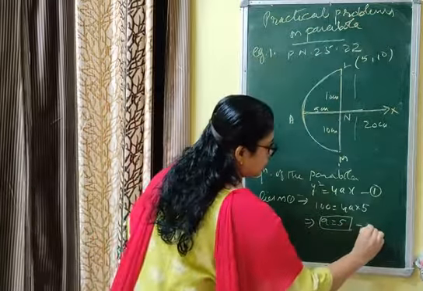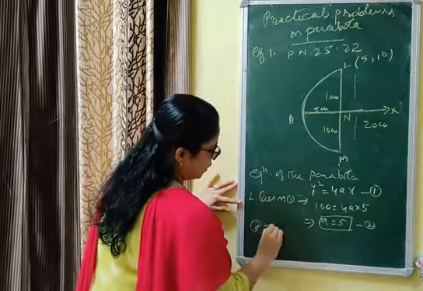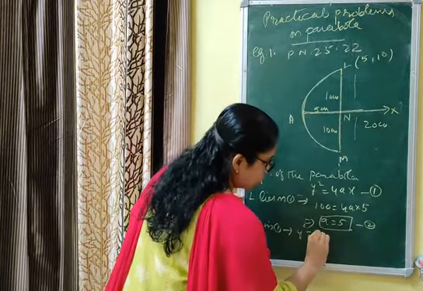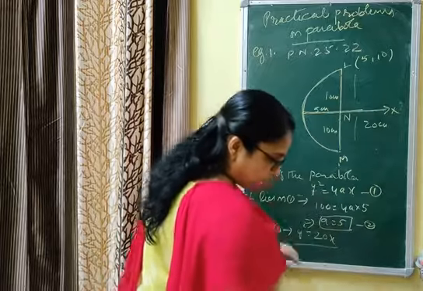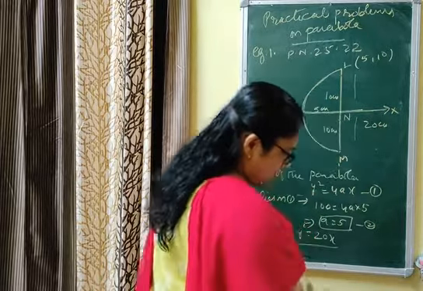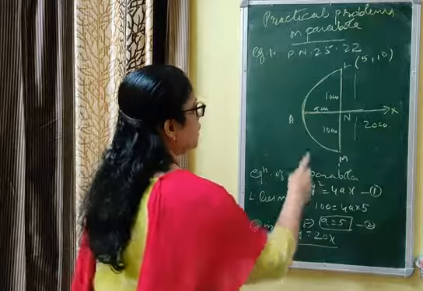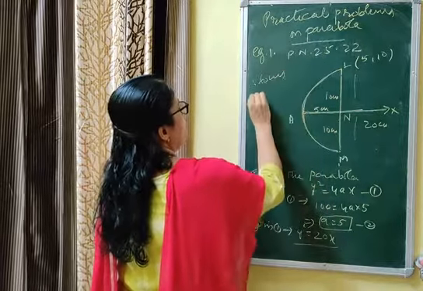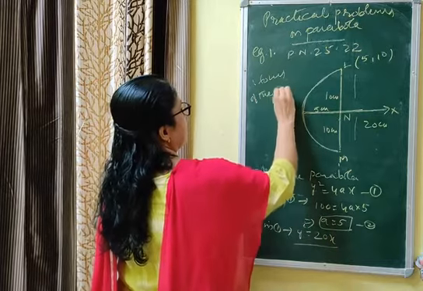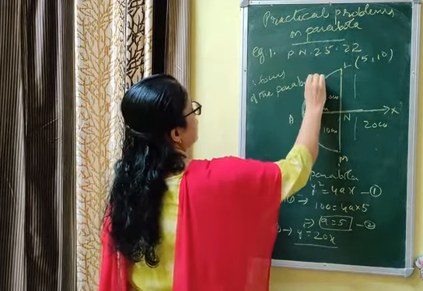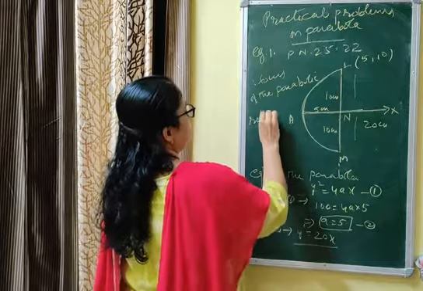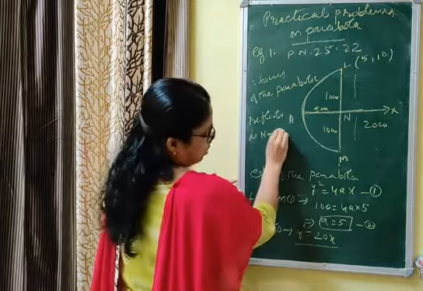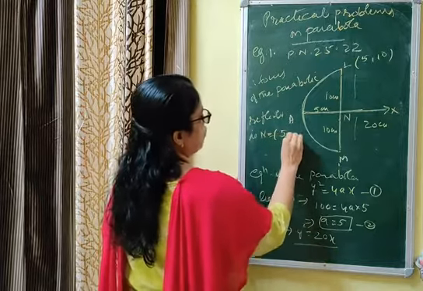This is equation number 2. Putting 2 in 1, you will get y square is equal to 20x. Now what are you asked to find? You are asked to find the focus of the parabolic reflector. Therefore, the focus of the parabolic reflector is N, equal to a, 0, that is 5, 0.